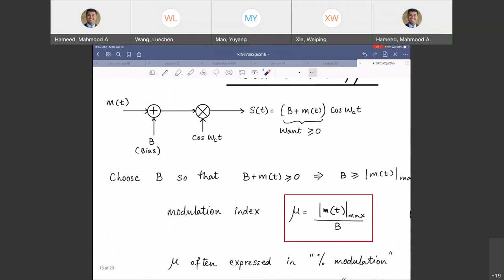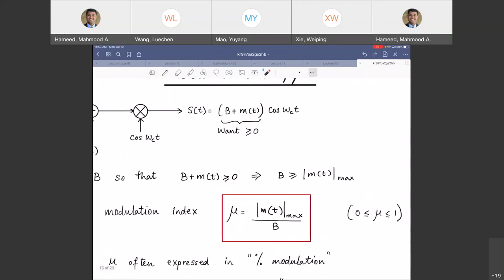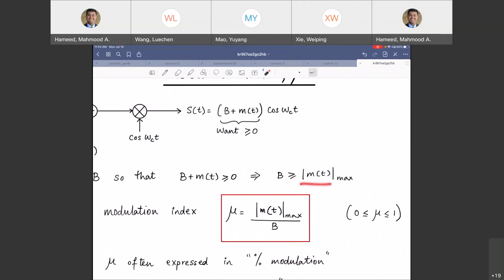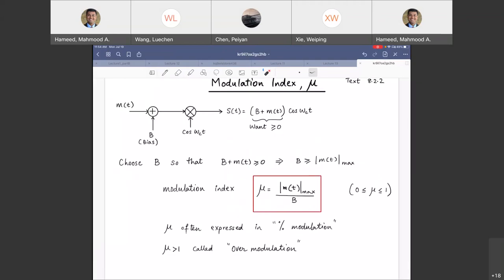Now, if you want to choose B such that B plus M of T has to be greater than or equal to zero, what you can say about B is it is greater than or equal to the absolute maximum value in M of T. So modulation index mu is essentially the ratio of the absolute maximum in M of T divided by the bias that you added to the signal. And it can be as small as zero, and when the maximum absolute value of M of T is exactly equal to B, your modulation index is one. So mu ranges from zero to one. It is expressed as a percentage. When mu is greater than one, it is over modulation.